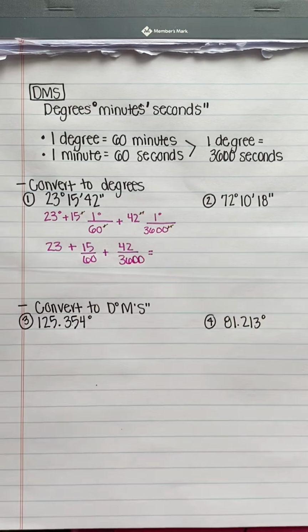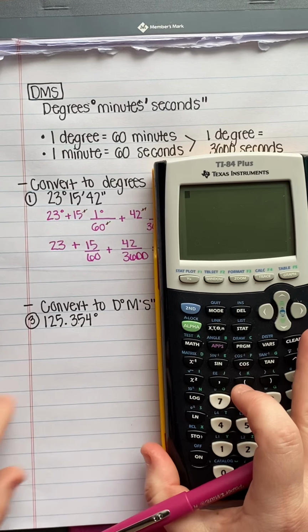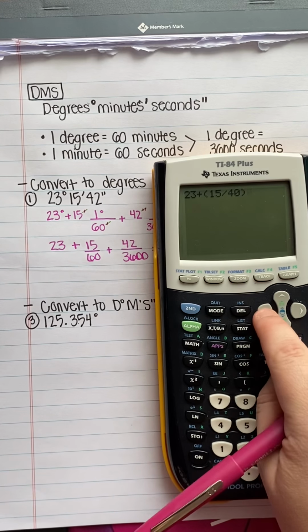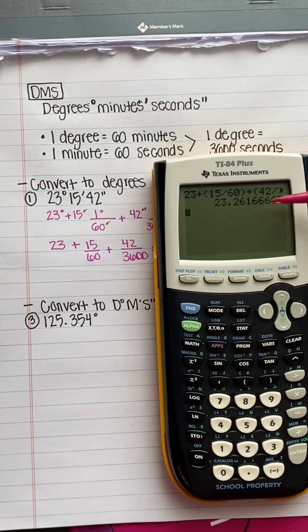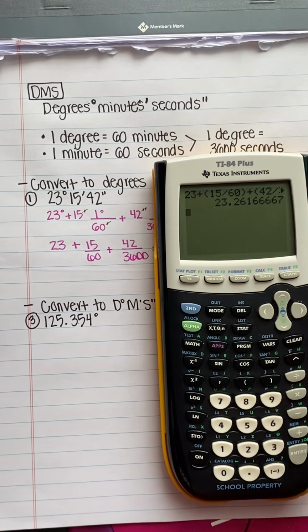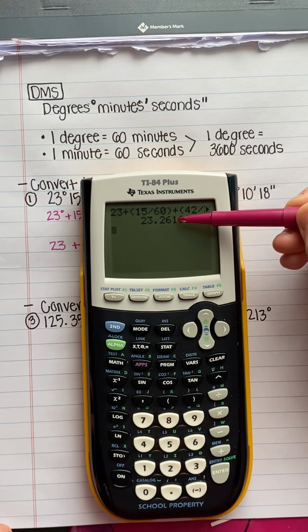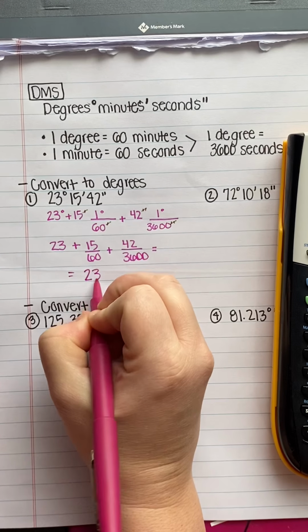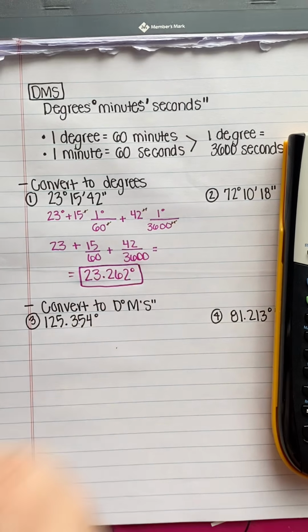And to get this solution, I'm just going to type this all straight into my calculator. So here's my calculator. And I'm just going to type this in right here. So 23 plus 15 divided by 60 plus 42 divided by 3,600. And this is what it gives me. Now, typically we round to 3 decimal places right here. So if I look at this 6 right here, it is going to bump this 1 up to a 2. So this is going to be 23.262 degrees. So there's my solution, 23.262 degrees. And I've converted everything to degrees.